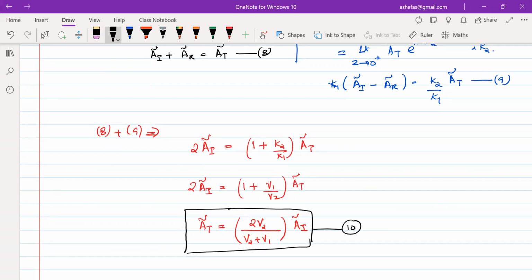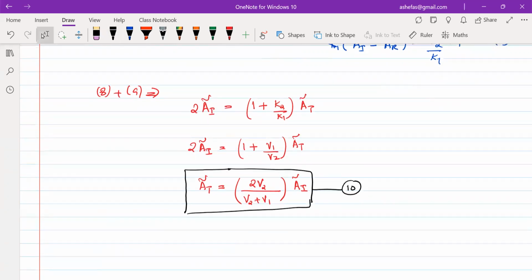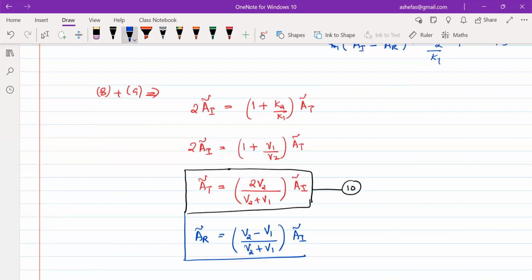Now by substituting equation number 10 in any one of equation number 8 or equation number 9, we can get the expression for the reflected amplitude. So the reflected amplitude ar tilde is found to be v2 minus v1 over v2 plus v1 times ai tilde. So this you can do yourself. It can be equation number 11.